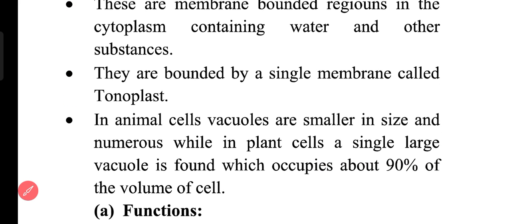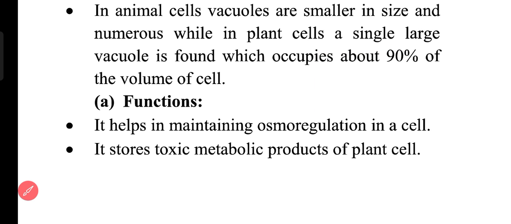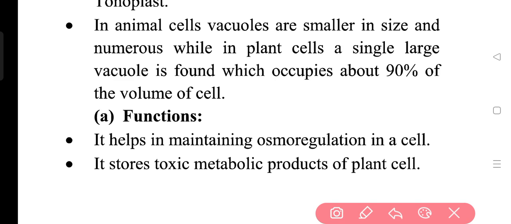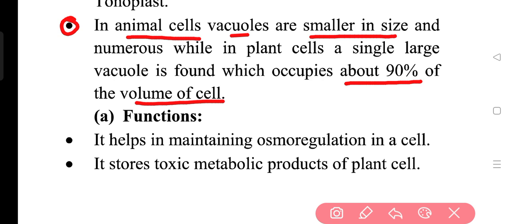Going to the next point, the third point, and some functions. See the screen. In an animal cell, vacuoles are smaller in size and membranous, while in the plant cell a single large vacuole is found, which occupies 90% of the total volume of the cell. Remember this: in animal cells vacuoles are extremely small, while in plant cells the vacuole occupies most of the space, about 90% of the cell volume.